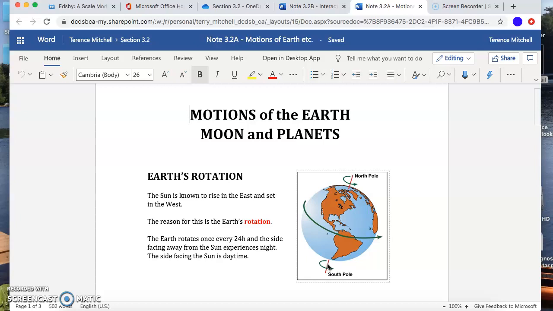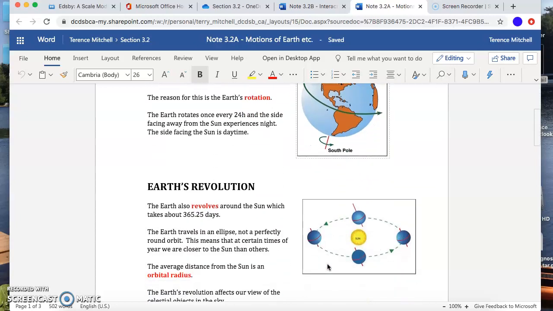It does rotate from west to east, and that's why the sun appears to move, even though the sun's not moving. The sun appears to rise in the east, travel over top of us through the day, and then set in the west. That's because we are rotating in relation to the sun. The Earth rotates every 24 hours, so in one 24-hour period, the Earth will go around once. When we are facing the sun, it's daytime. When we are away from the sun in our rotation, it is nighttime.